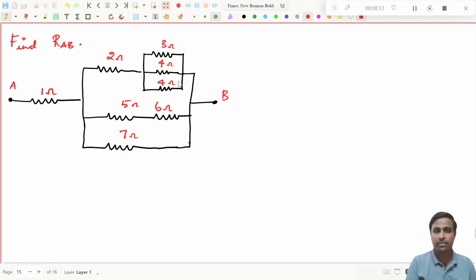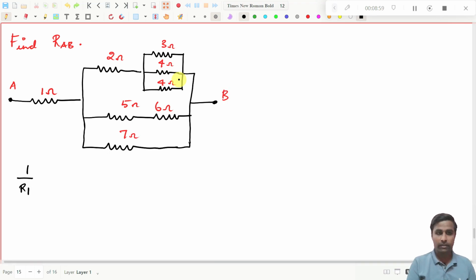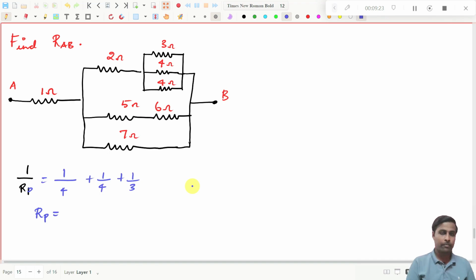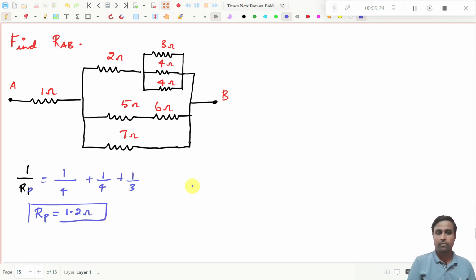If it is connected in parallel, then what is the formula? 1 by Rp. Okay, fine. I will take a different color. 1 by Rp will be equal to, I will write now directly, 1 by 4 ohms plus 1 by 4 ohms plus 1 by 3 ohms. You see, these three are connected in parallel: 4, 4 and 3. I have written like that. So what will I get? If I simplify this, Rp is nothing but 1.2 ohms. So this whole term becomes a 1.2 ohms resistor.